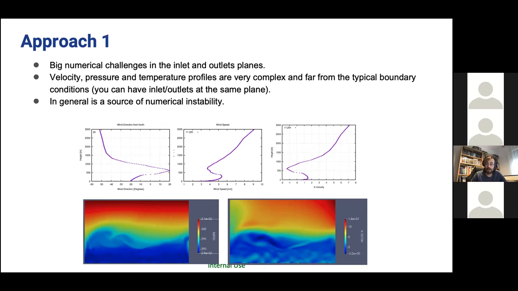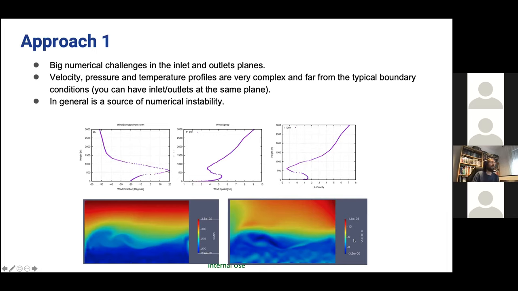Although we have not tried with LES, fundamentally it's the same type of numerics at the end. There are, of course, nuances, but you will see the same problems, very much related with the pressure equation, the incompressibility, the Laplacian pressure equation we need to solve, and how it's interacting with this inlet-outlet region.